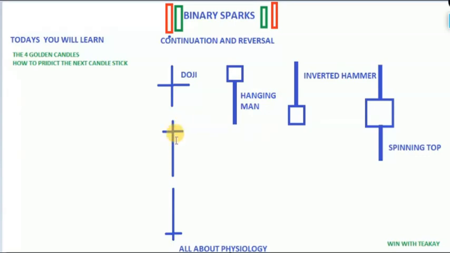You don't really need to know all the names of this gravestone doji and dragonfly doji, but the names are not really important. How you use them is what's important. Okay, so these are the four candles you gotta know, guys. These candles are gonna be your whole trading career's success. You gotta know about the doji, the hanging man, the inverted hammer, and the spinning top. Okay, so how do we use this? How do we use these candles to predict the next candles?